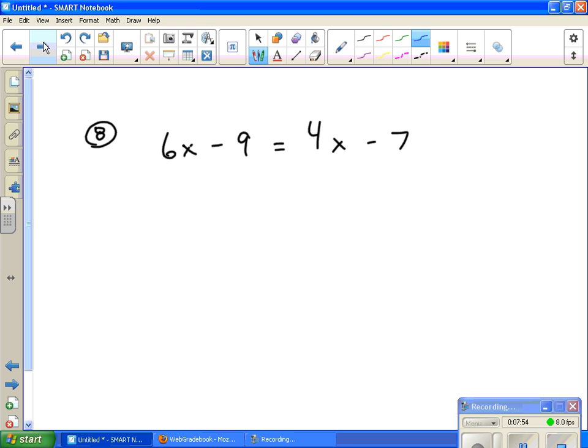Number 8 says 6x minus 9 equals 4x minus 7. Now we have variables on both sides. We need to bring all of our variables to the same side. So 4x is smaller than 6x. So let's bring that one over.